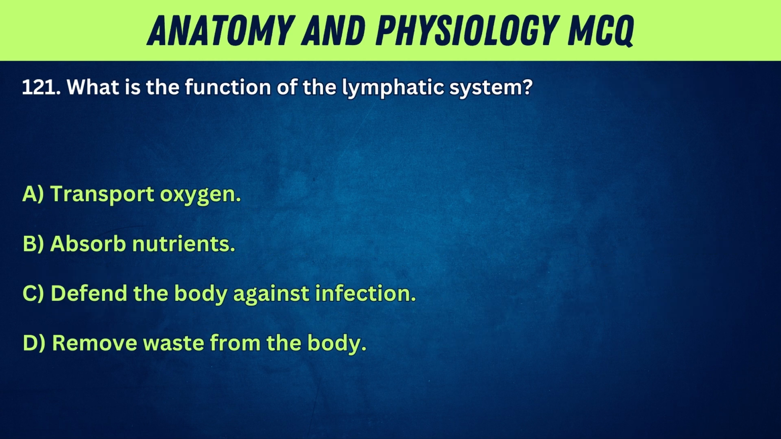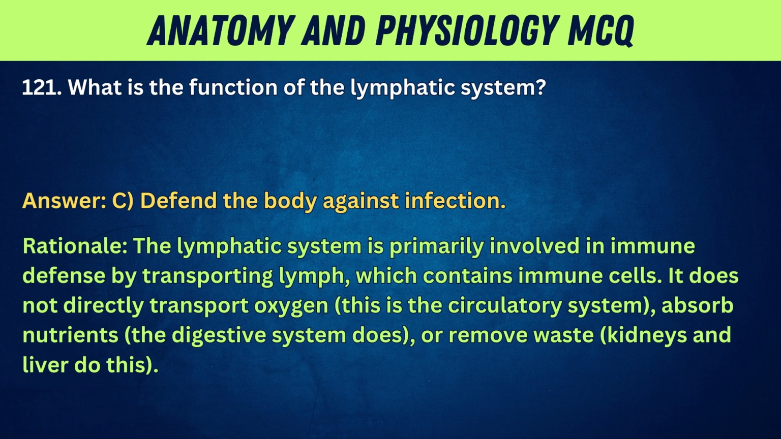121. What is the function of the lymphatic system? A. Transport oxygen. B. Absorb nutrients. C. Defend the body against infection. D. Remove waste from the body. Answer: C. Defend the body against infection.